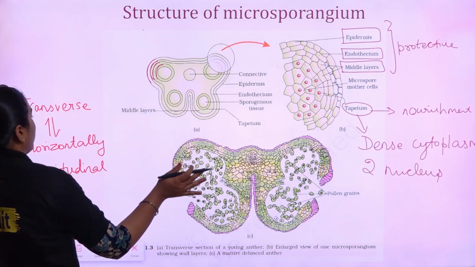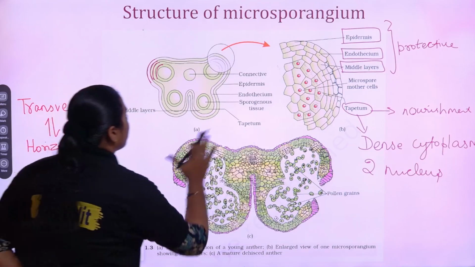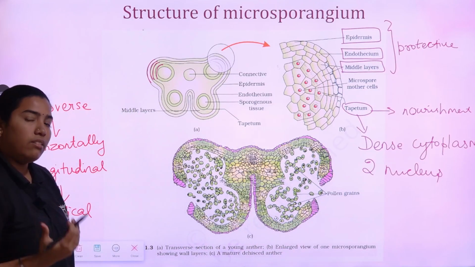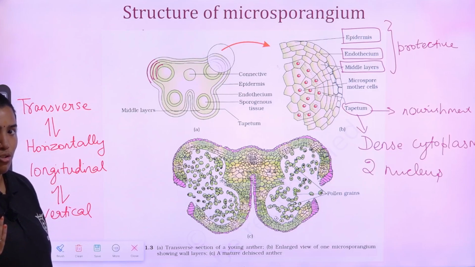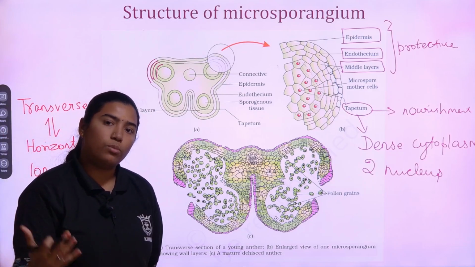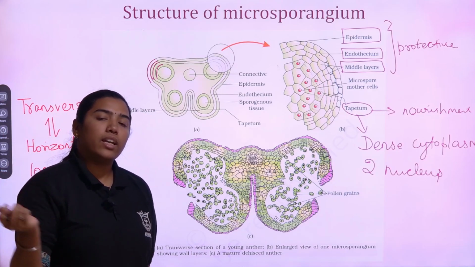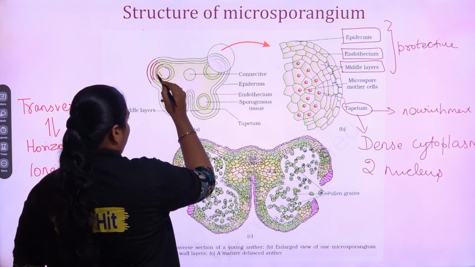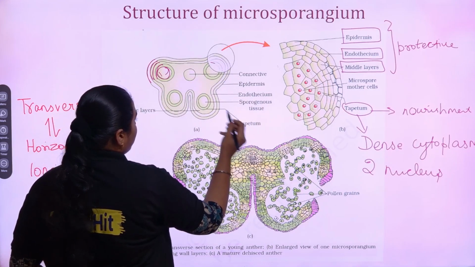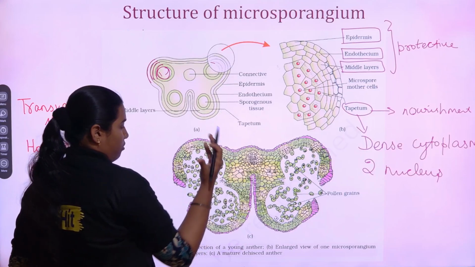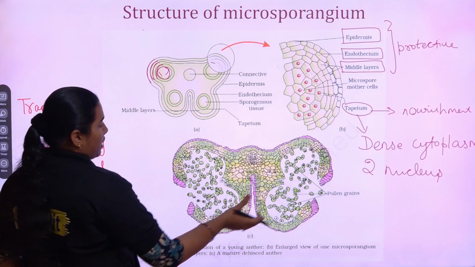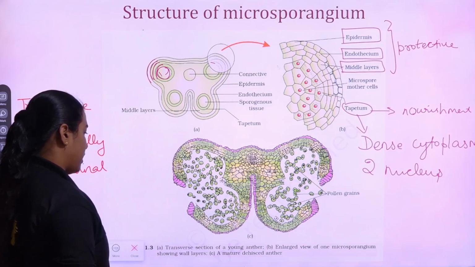So when I say microsporangium, this is the microsporangium. Anther is the overall structure. Anther has 2 lobes, theca is 2. When you take a TS and look at this sporangium, this is the microsporangium. Inside the microsporangium, we find the sporogenous tissue. So that is the microsporangium structure we are studying.